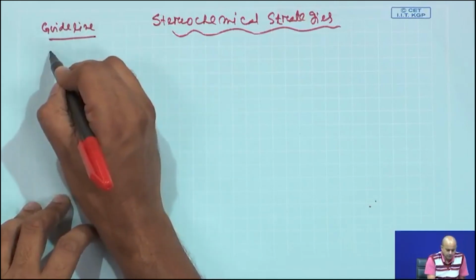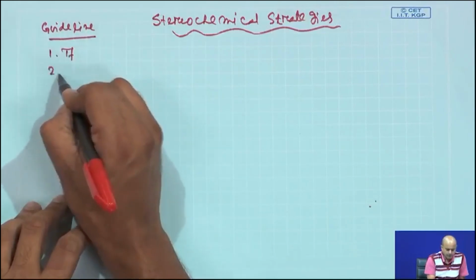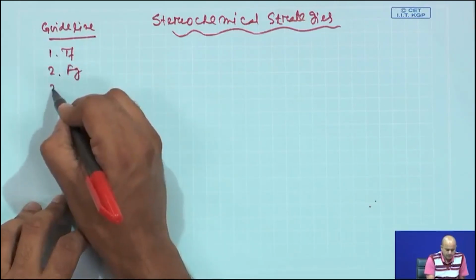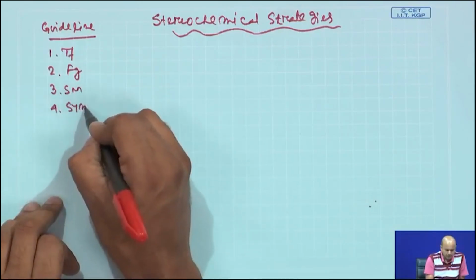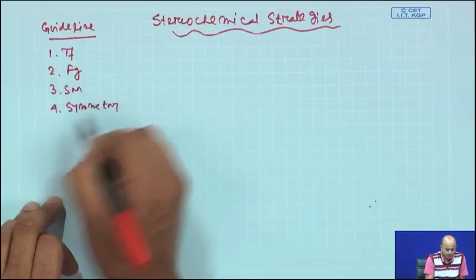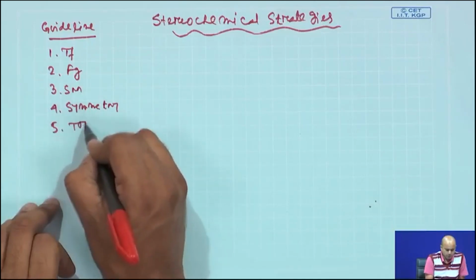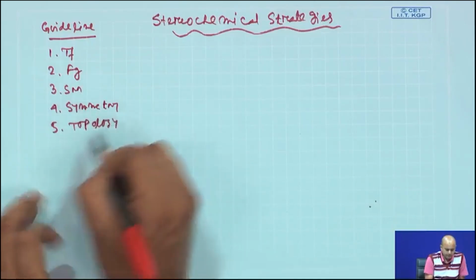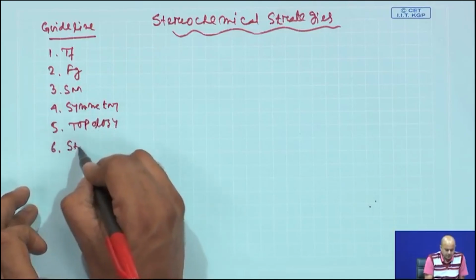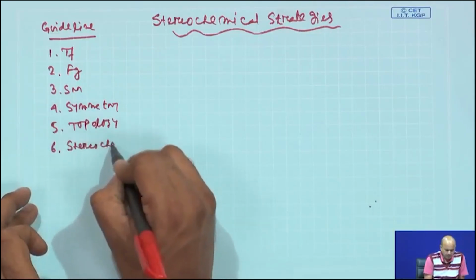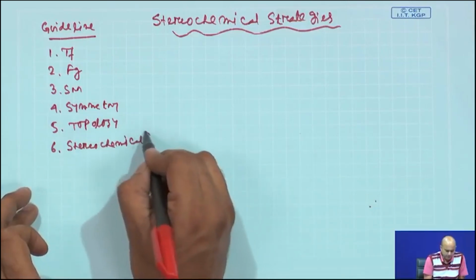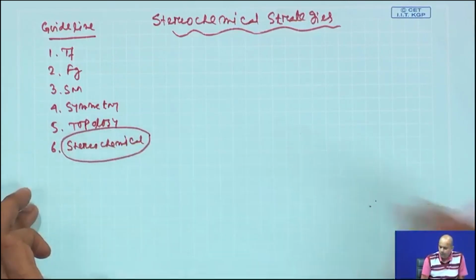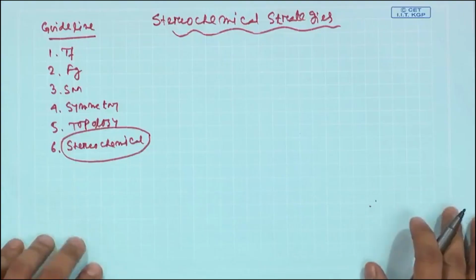Those guidelines were starting from transformation based strategies, functional group based strategies, starting material based strategies, 4 is symmetry based strategies which we have discussed, the 5 is topology which we have just finished, and then our final strategy is stereochemical based strategies. Now, as the name implies, this particular strategy is very important whenever you find a molecule contains well defined stereocenters.